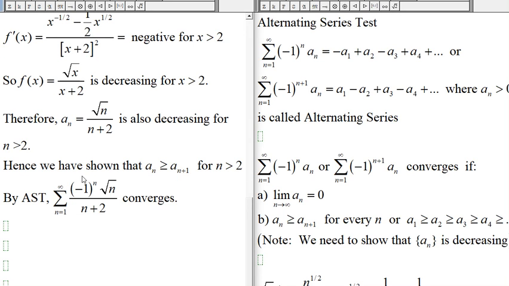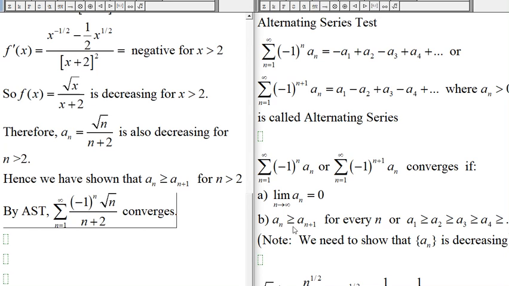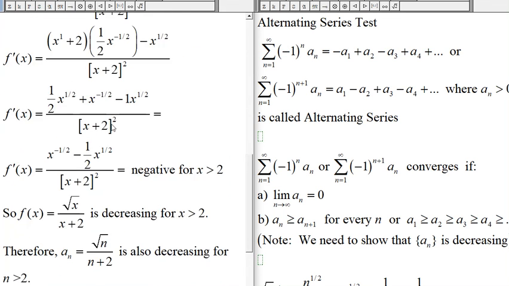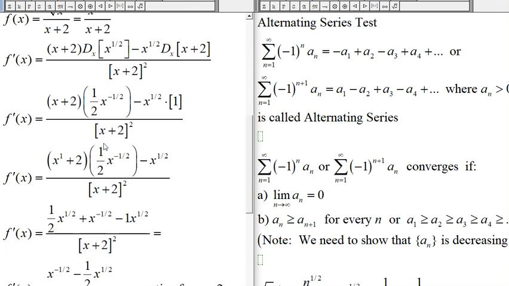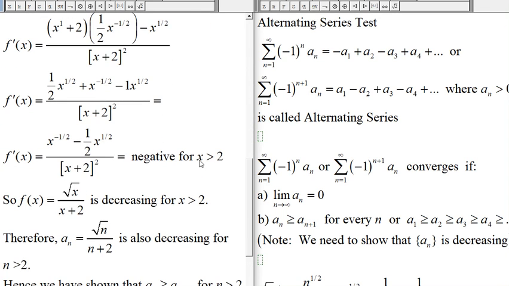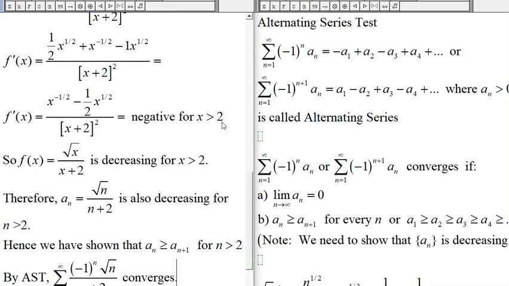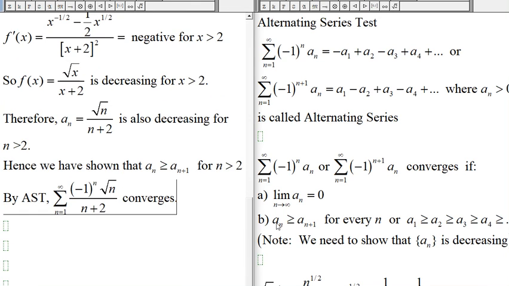And so that's what we have to do sometimes. We cannot do a direct comparison of a sub n and a sub n plus 1. And then one way to get around it is to form the corresponding continuous function and then find the derivative and show that the derivative is negative for x, beginning with some finite number. And then we will have shown that we will have met this condition. And then that will lead to the alternating series converges.